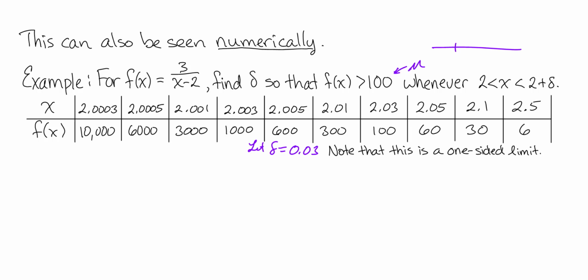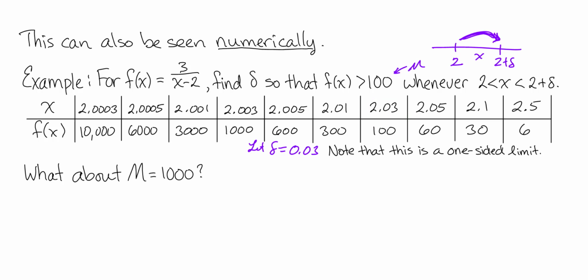So if we consider our number line here, here's 2 and this is 2 plus delta, we want x values that are on the right side of 2. So if f of x is 100, the corresponding x is 2.03, then we need our delta to be that difference, the difference from 2. In this case, that's the 0.03.